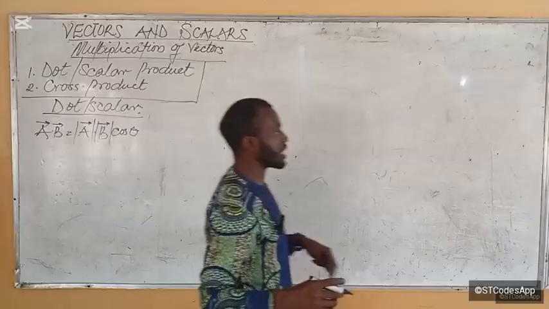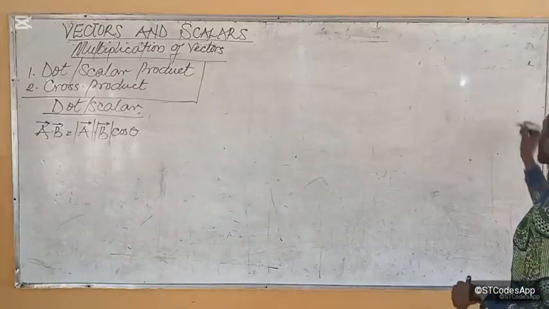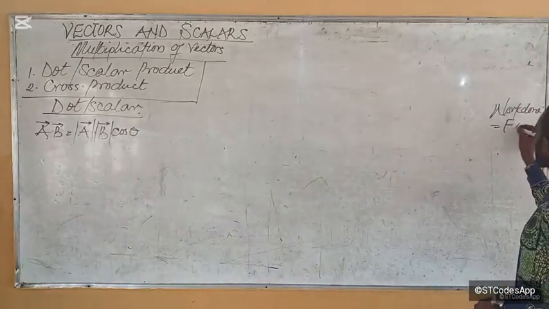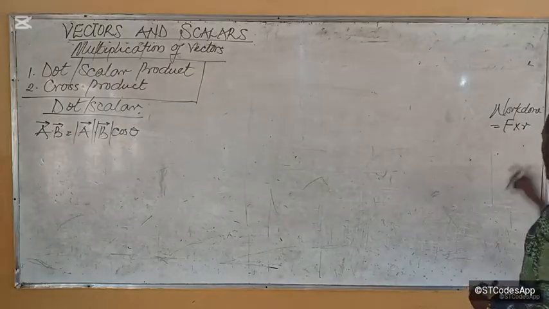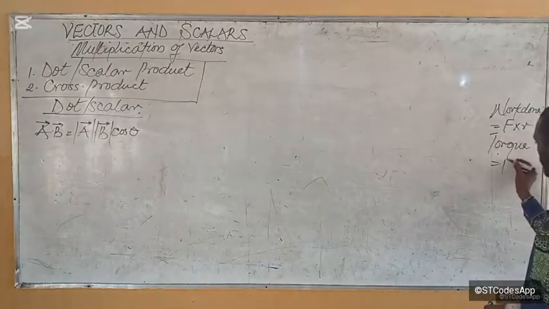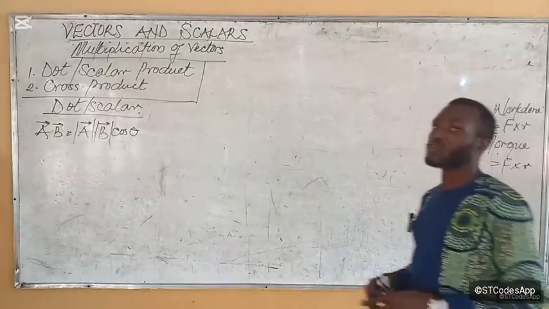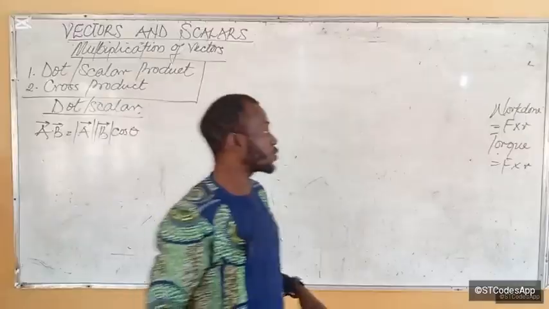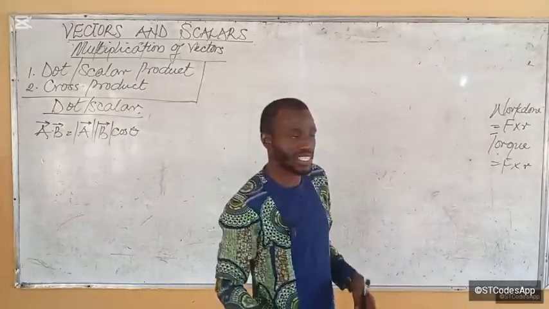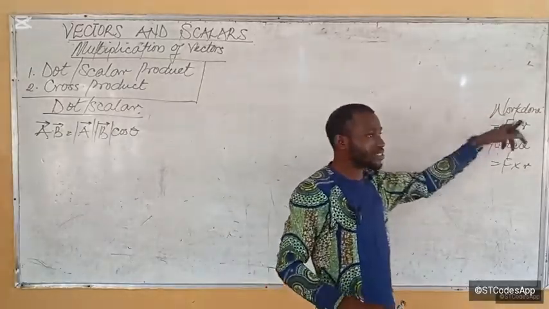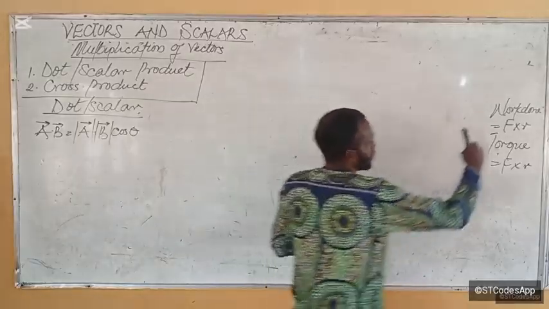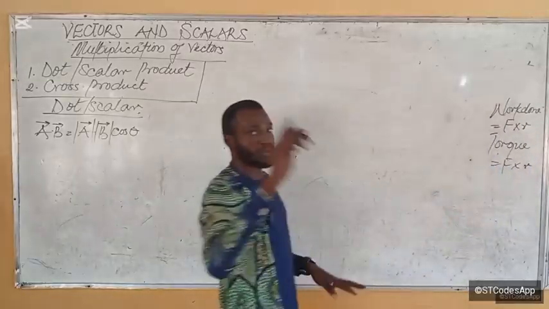You see, there are two phenomena that we use to explain. We have work done. The formula for work done is force times distance, right? I'm using R for distance. Torque also is force times distance, but in this case they produce different results. Mathematically they are the same, but the result is actually different. This one produces linear motion, this one produces rotation. So this one is for dot product, this is for cross product. Now let me show you how.